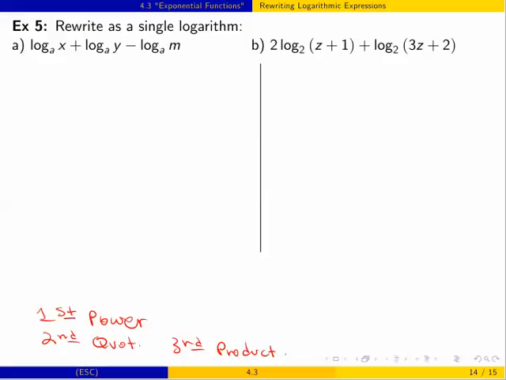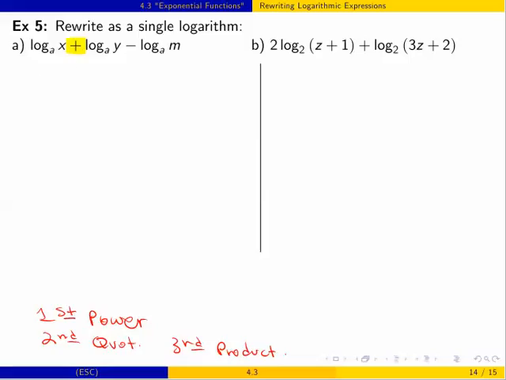Notice that for part A, we don't have to use the power rule because there's not a number multiplying the logs. So for part A, we only have to use either the quotient rule or the product rule, and we do them in this way. Moving from left to right, notice this connecting symbol. There's a sum connecting the first two logs. So this is the first property that we apply.